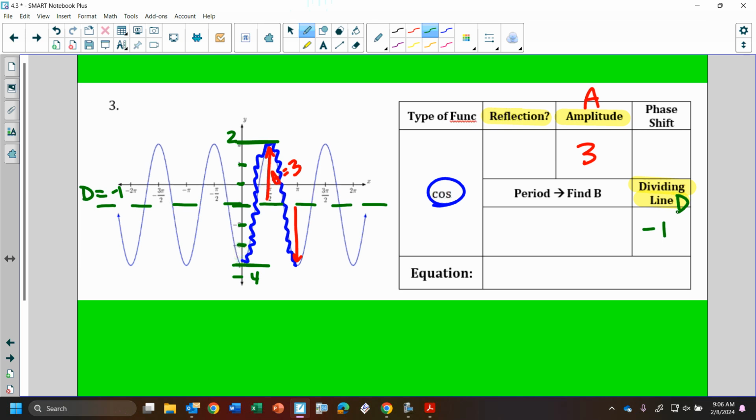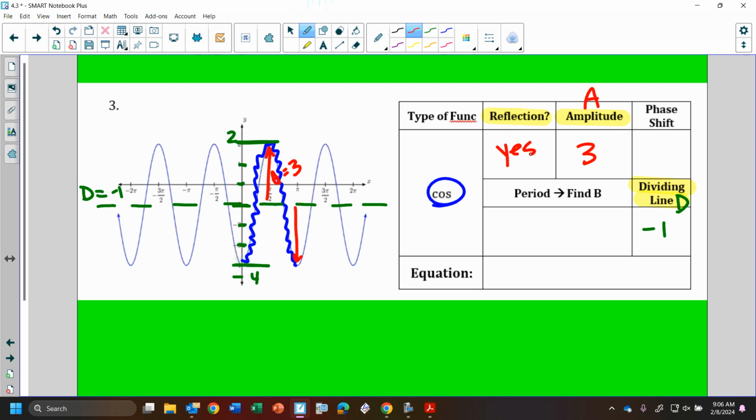Good. Was there a reflection in this guy? Yes, good, because normally where does cosine start? Up in the top left corner, right? This guy's starting in the bottom left corner, so it did reflect. All right. You guys want to do the period next?